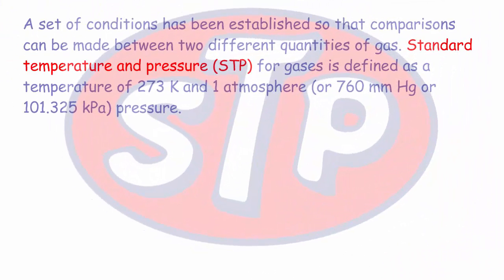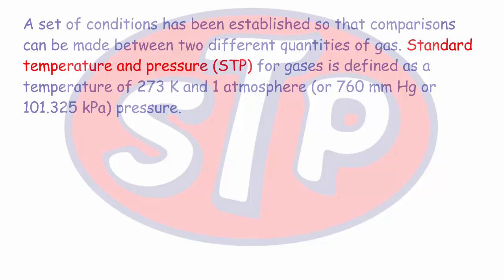Before we attempt to work a problem involving the use of the combined gas law, I need to make you aware of a set of conditions known as standard temperature and pressure. And that phrase is abbreviated STP. In order for us to make legitimate comparisons of gases, it's been determined that we'll compare them at a specific temperature and pressure. And the temperature, standard temperature, is 273 Kelvin.